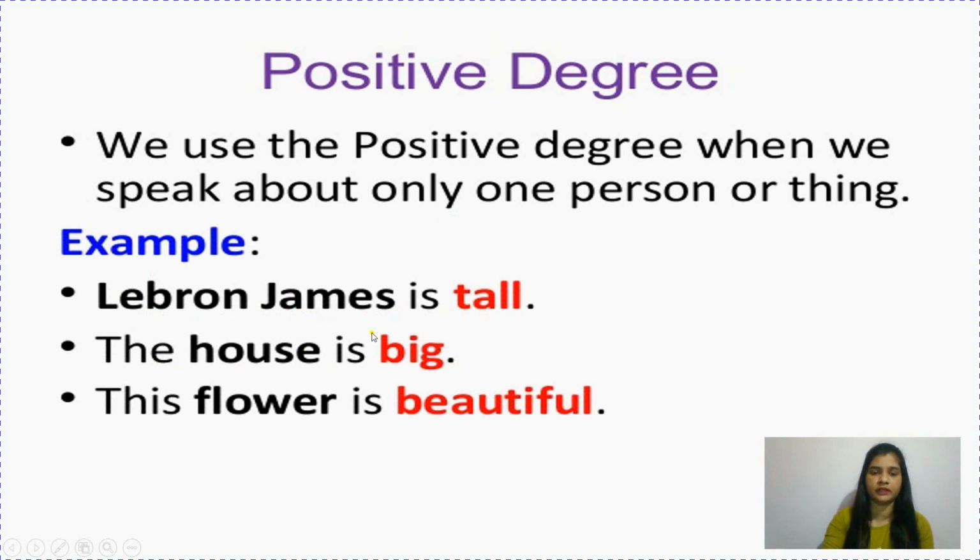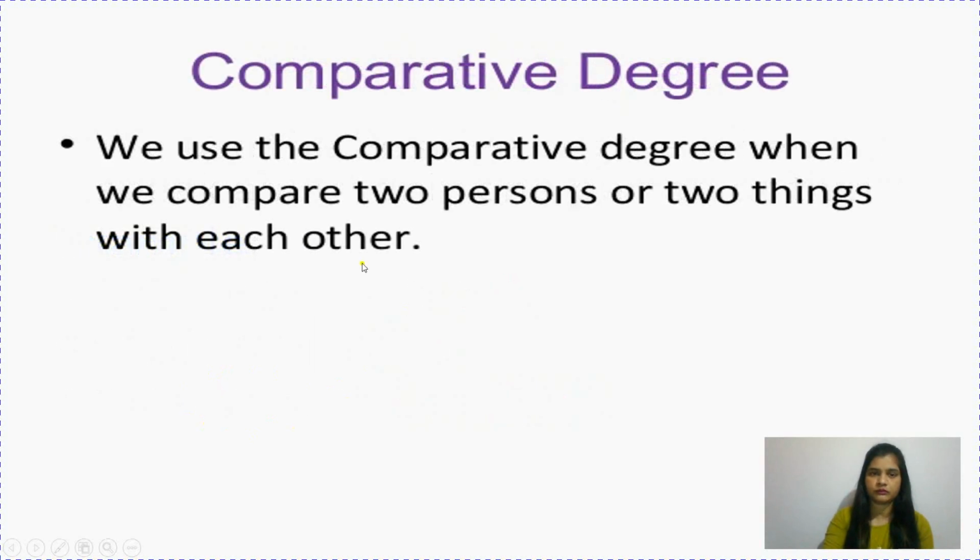The house is big. We are talking about only one house. So we are writing here big. This flower is beautiful. We are talking about only one flower. So beautiful. Comparative degree. From the name only you can learn that we need to compare something.